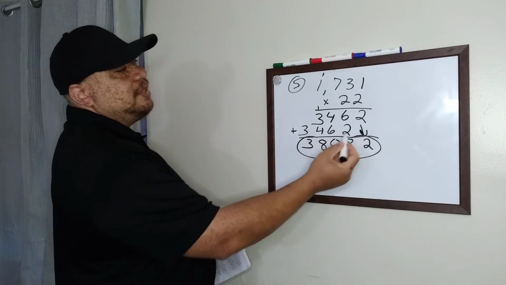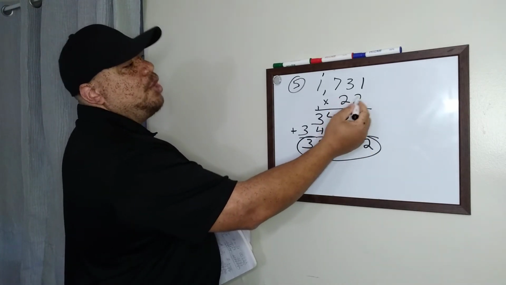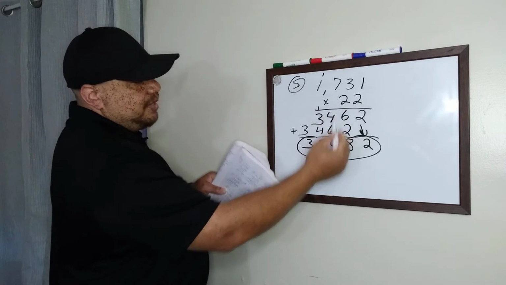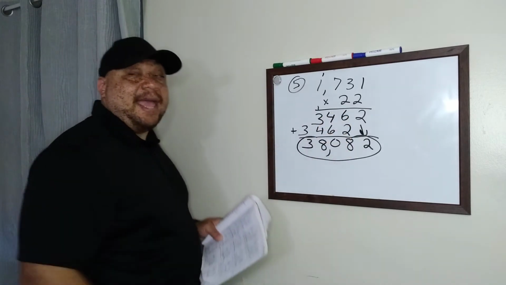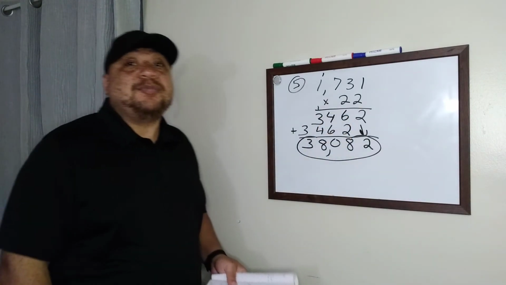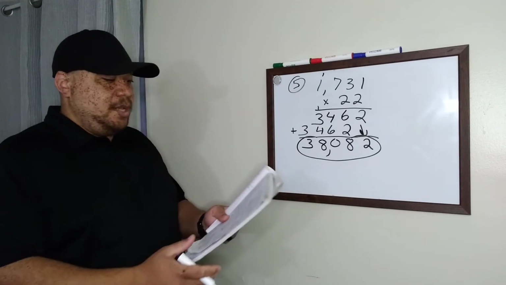That's all. So basically, just remember, if it was 222, we would do the same thing, and we would shift it and still add. So hopefully that helps you out a little bit.